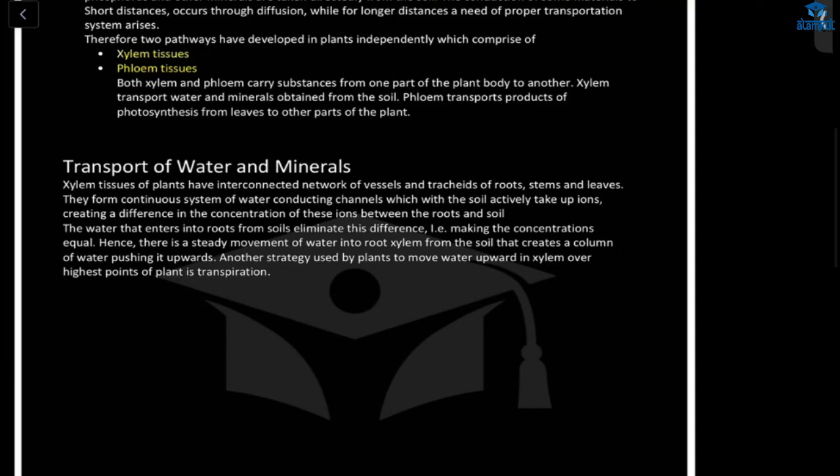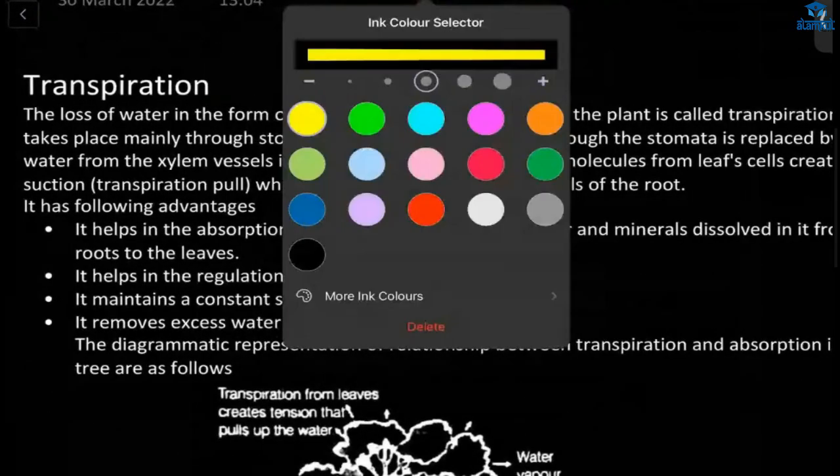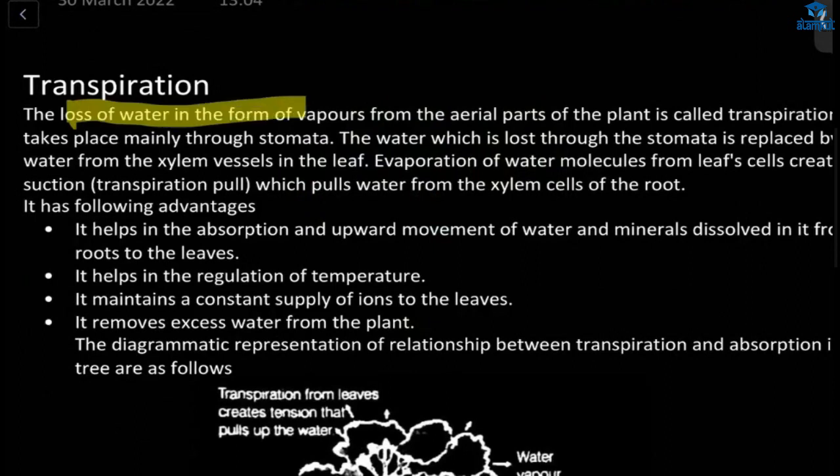And one more thing is there, that is transpiration. What is transpiration? It is the process by which plants remove the excess water in the form of vapor. That is very important. In the form of vapor. So when the water is removed, what will happen? There will be loss of water. So there will be suction force created. That is called transpirational pull, and the water will move upward.